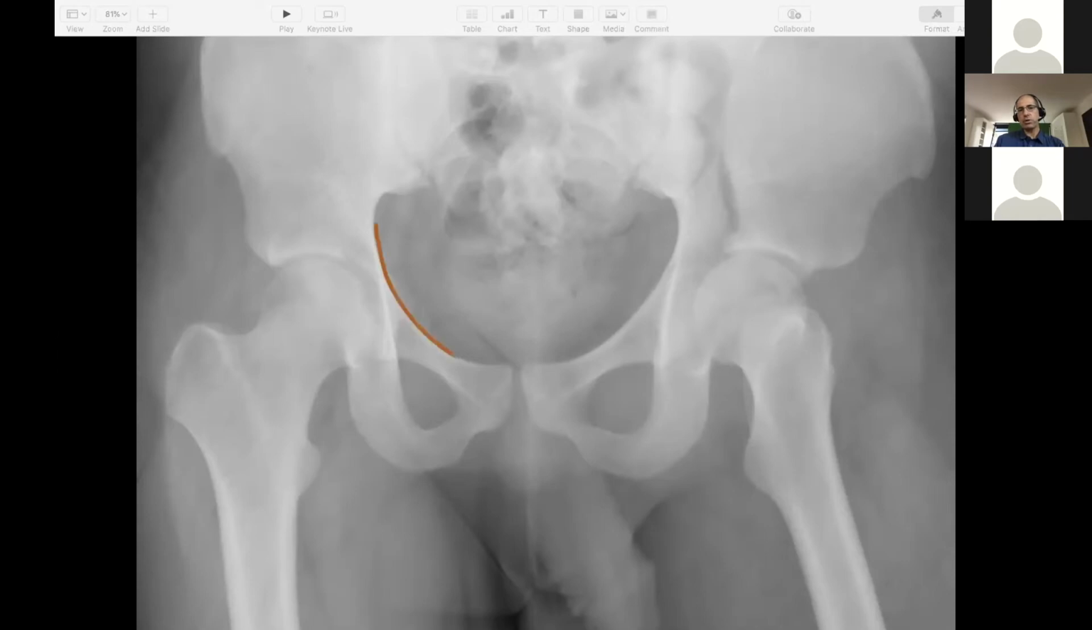We also care about the iliopectineal line, okay? And this is meant to tell us about the anterior column of the acetabulum. And you have the ilioischial line, which tells us about the integrity of the posterior column. Finally, we have this thing called the teardrop, and this tells us a little bit about the medial wall of the acetabulum.